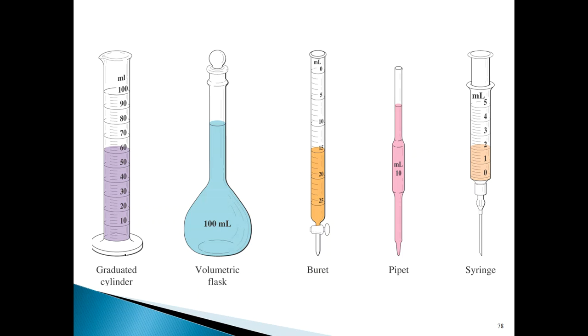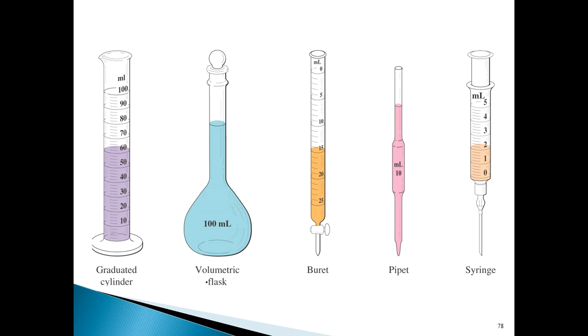This is called a graduated cylinder. As you can see, it's called graduated because you have a lot of lines here indicating the volume units, and they come in different sizes. The one that you see here is 100 mils, but you can have very small ones. I've seen a small graduated cylinder that measures 5 mils, and then you can have others that can measure up to a liter, 2 liters, and so on.